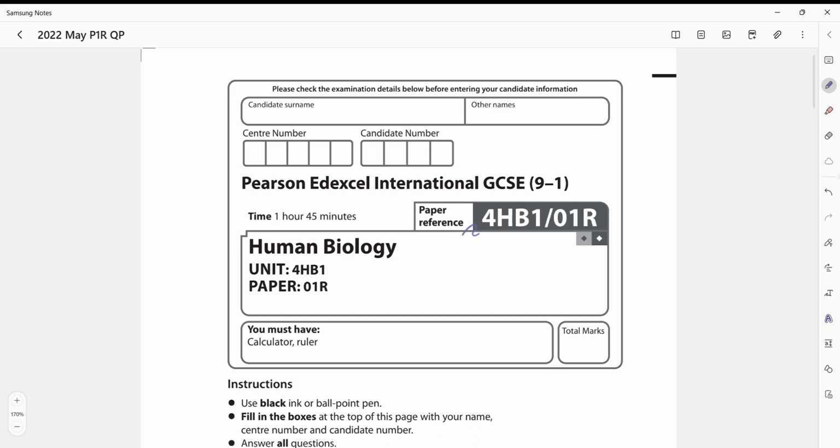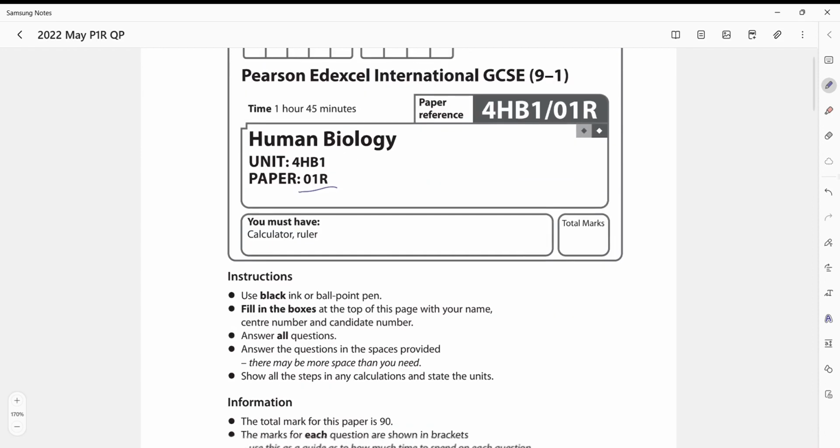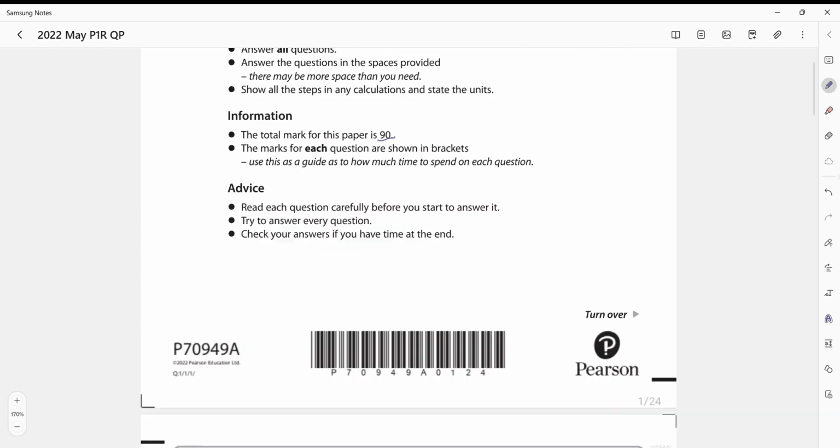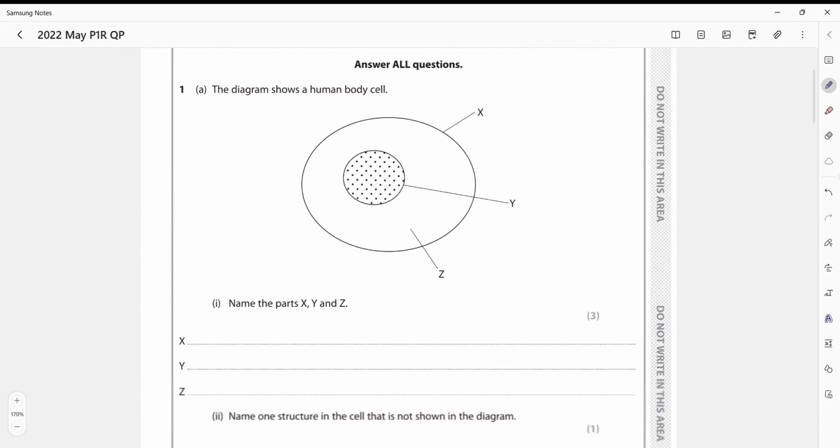Alright, hi everyone. Today we're going to cover the 2022 May paper 1R, as you can see here. This is the IGCSE Human Biology paper, and this paper has a total of 90 marks, and it will test you on the entire syllabus. So let's start off with the first question.